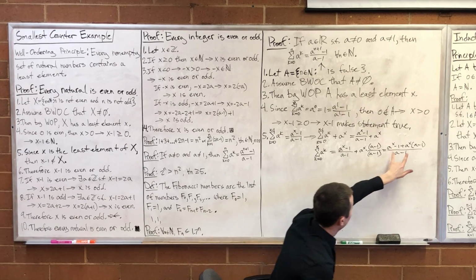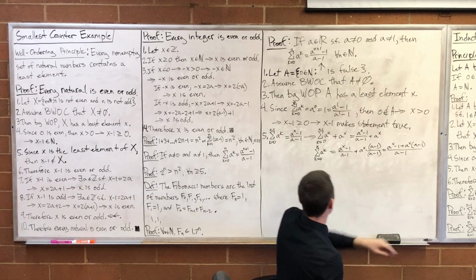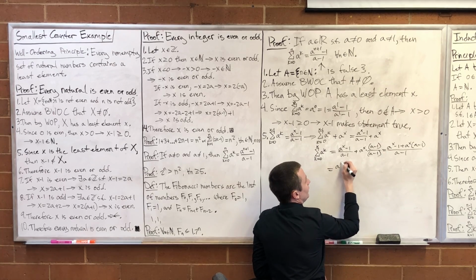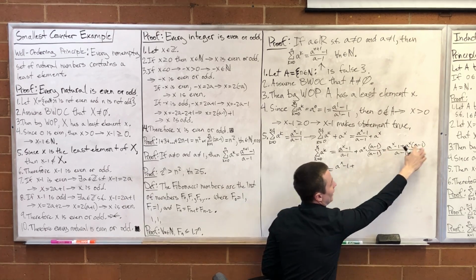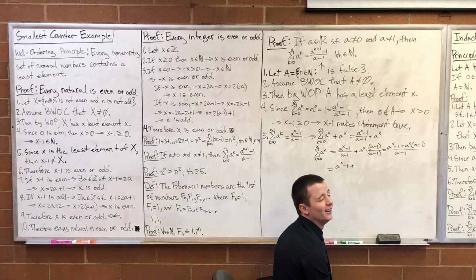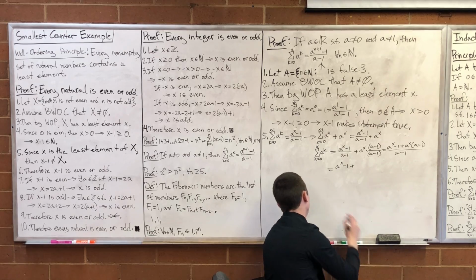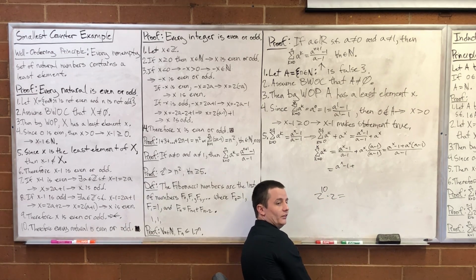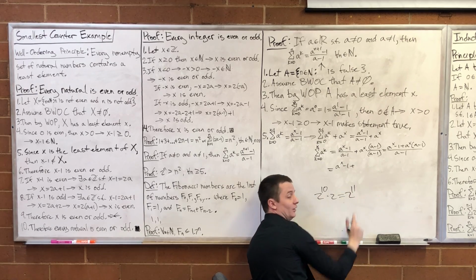Okay, so now distribute a to the x times a. Well, we'll write this first. So we have a to the x minus 1 plus, what's a to the x times a? a to the x plus 1. What is 2 to the 10 times 2 equal to? 2 to the 11.